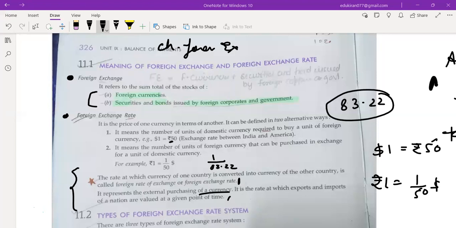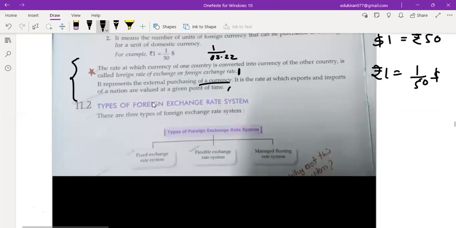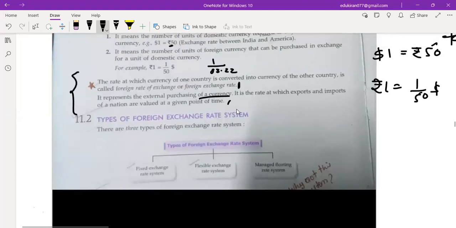Okay. Now moving to the next one. Types of foreign exchange rate. So there are three types: one is the fixed exchange rate system, one is flexible, and one is managed. So you will quickly draw this diagram. Then we will discuss one by one the fixed one, the flexible, and the managed. Okay, ma'am.